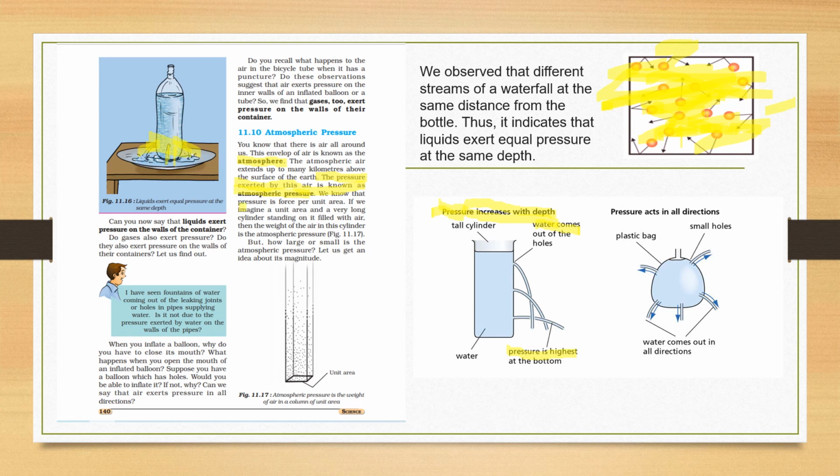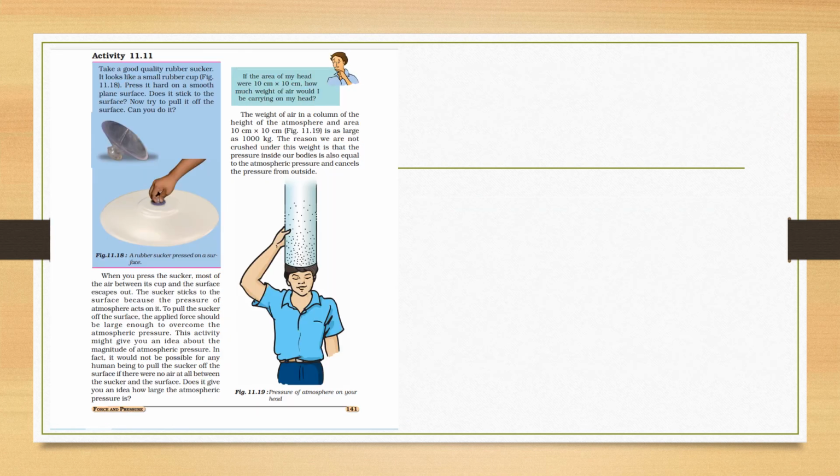Now we know that pressure is force per unit area. But just imagine the whole earth, the whole atmosphere, how can we calculate it? Just have a look here. Just imagine one column is there. I will explain it in the next slide.